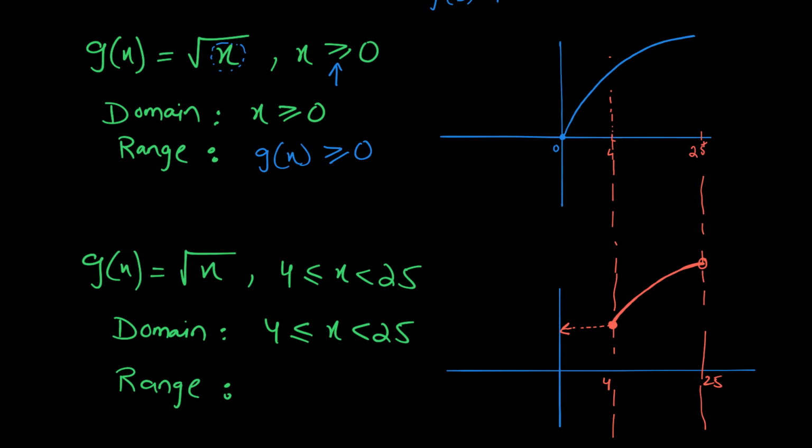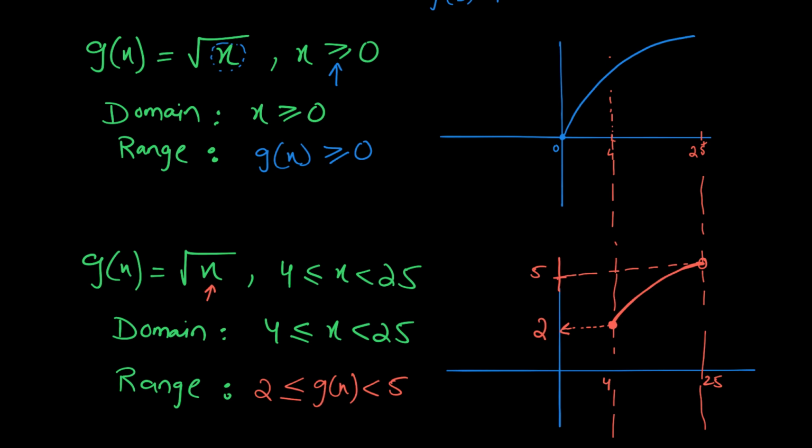When you plug 4 into this equation, the output at 4 would be 2, and the output at 25 would be 5. So g of x has a range from 2, so g of x is greater than or equal to 2 and less than or equal to 5.